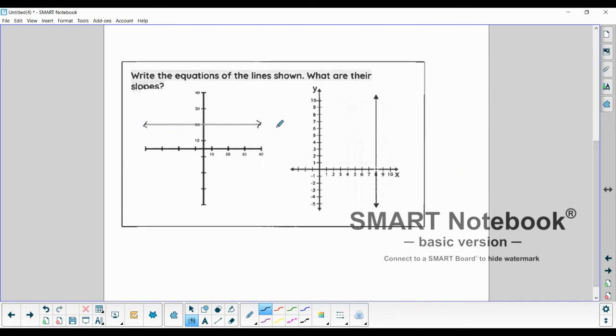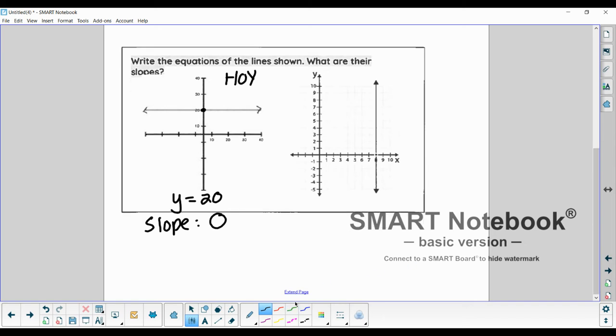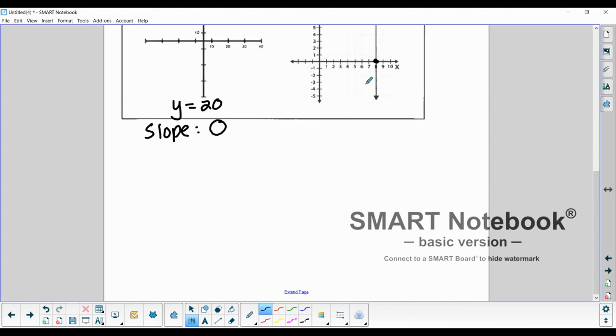So since this is horizontal, this is a HOY graph, so it's going to be y equals, and it's going through the y value of 20. The slope of HOY is going to be 0. As opposed to this next one, it's a vertical line, so it's VUX. It's going through the x value of 8, so the equation will be x equals 8, and the slope will be undefined.